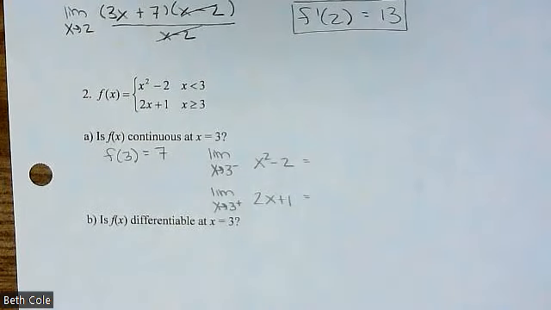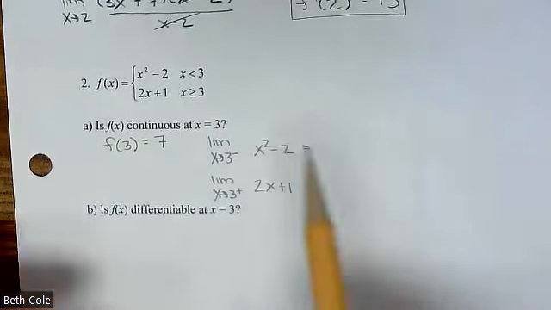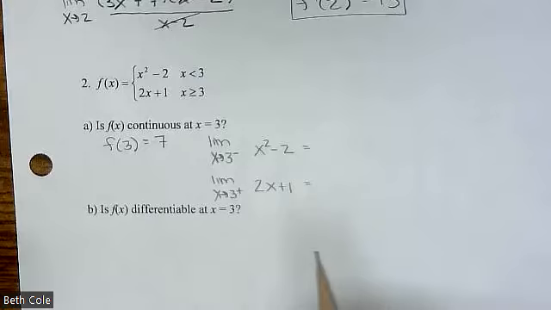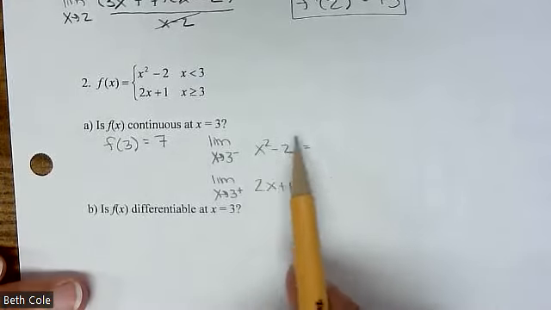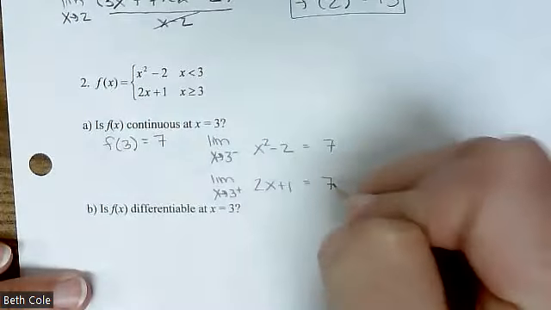Essentially, all you're doing is plugging in 3. But the notation, they'll take off if you don't put it. Like if there isn't a limit there, they won't give you the points. All right, so if you plug in 3 for this one, I know it's from the left, but you're still just plugging in 3. What do you get? 7. And if you plug in 3 to this one, you get 7.